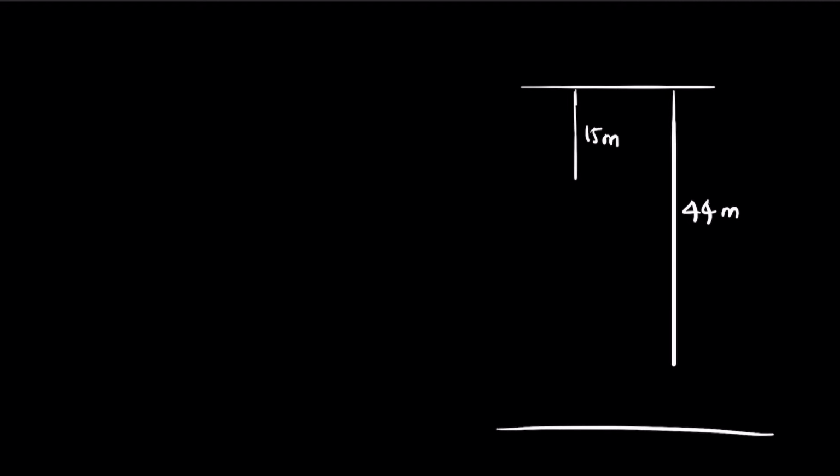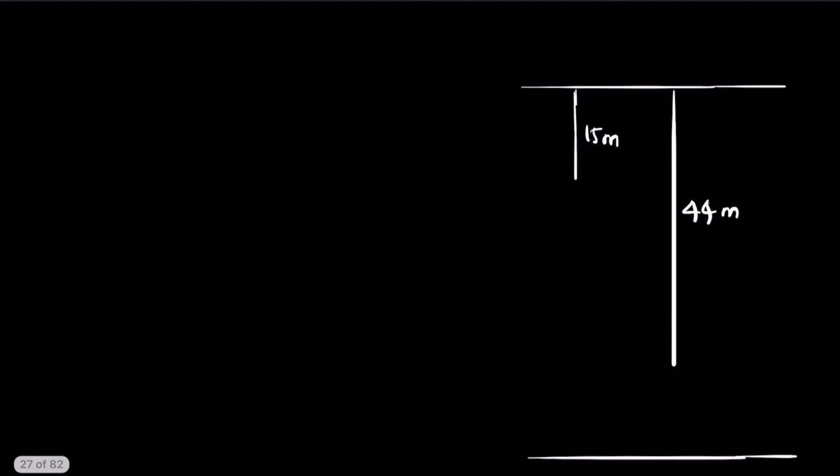Now let's consider the relaxed length of the bungee cord. The relaxed length is 15 meters while the stretched length is 44 meters. Notice that this is the ground here, and this ground is at a height of 50 meters. So this length here is 50 meters. And this is his final position.